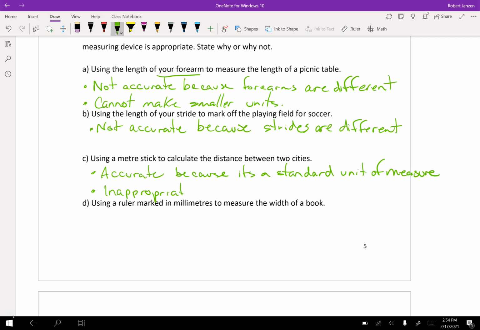It wouldn't make sense to measure the distance between two cities using meters. You would probably use kilometers. So, inappropriate because the unit is too small.